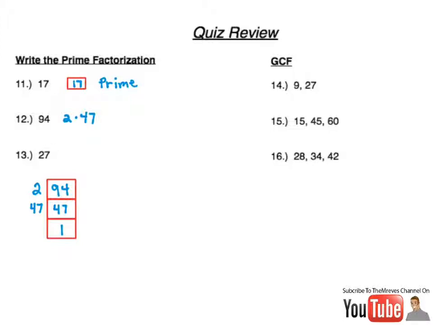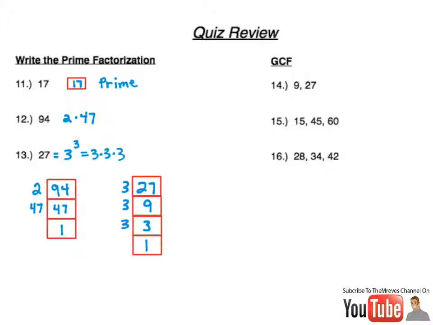Go ahead and try 27. So the very first thing I'm going to do is put 27 into it. The smallest prime number that goes into 27 is 3. 3 goes into 27 9 times. 3 goes into 9 3 times. And 3 goes into itself once. Once I reach 1, I have 3 times 3 times 3, which is 3 to the third power, which is the same thing as 3 times 3 times 3.